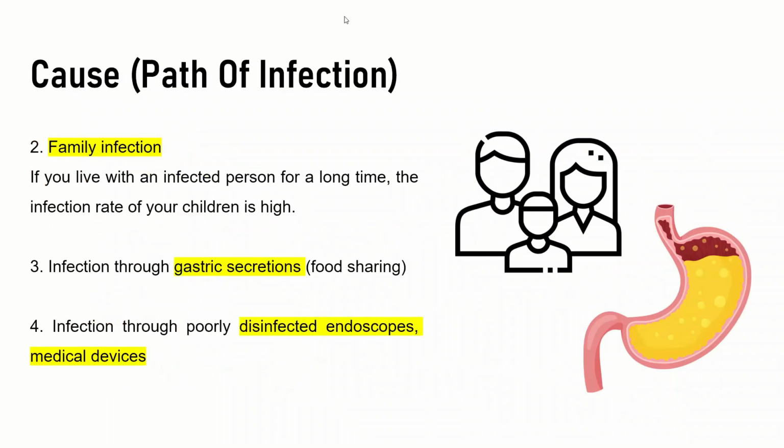The second cause is family infection. If you live with an infected person for a long time, the infection rate of your children is high. In addition, it is infected through gastric secretions and poorly disinfected medical devices.